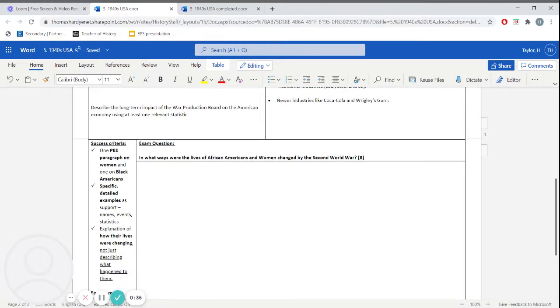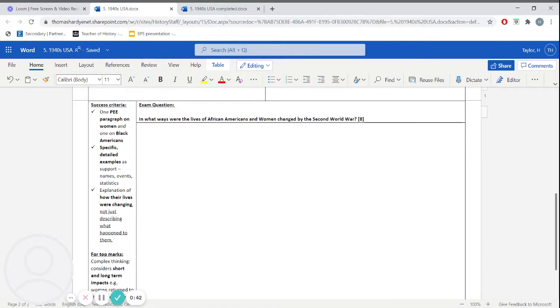This one is, in what ways were the lives of African Americans and women changed by the Second World War? So to answer this question, you'll need to write one PEE paragraph on women and one on African Americans, so 2 PEE paragraphs. You'll need to include lots of, so 2+ specific detailed examples in those paragraphs as support. Those should include names, events, statistics, dates, but the more information and the more specific, the better.